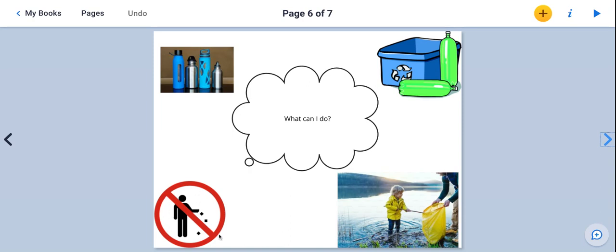We leave no trace when we go outside, so we never drop litter in our parks, rivers, and seas. We take everything home with us or put it in the bin. In Ireland, there are lots of river cleanups and beach cleanups. Perhaps you could ask a grown-up to see if there's one in your local area.